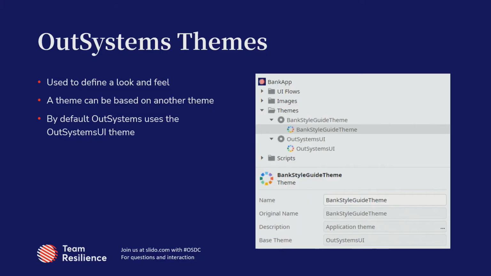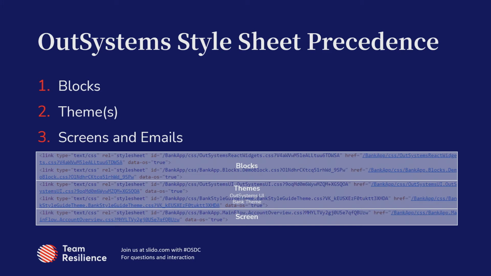So let's move over to OutSystems. And in OutSystems, we define this whole look and feel in themes. And themes can be based on another theme, and by default you use the OutSystems UI theme. And kind of by basing a theme on another, you see already the cascade coming in, because there's a different order in which those style sheets are actually loaded.